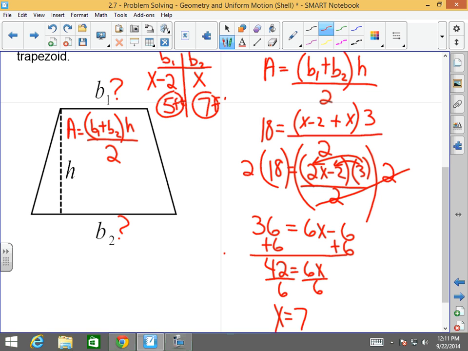Gotta label the units. Bada bing, bada boom. We're done. I hope that makes sense.